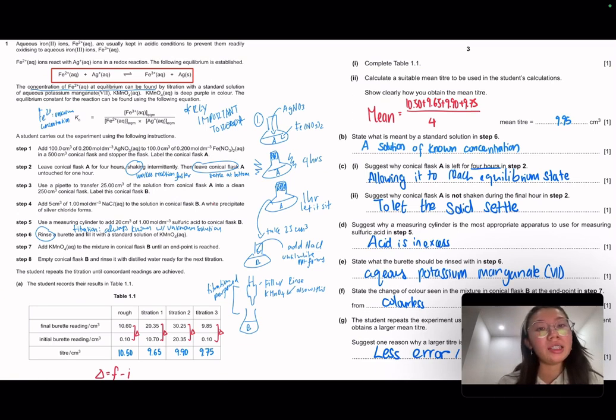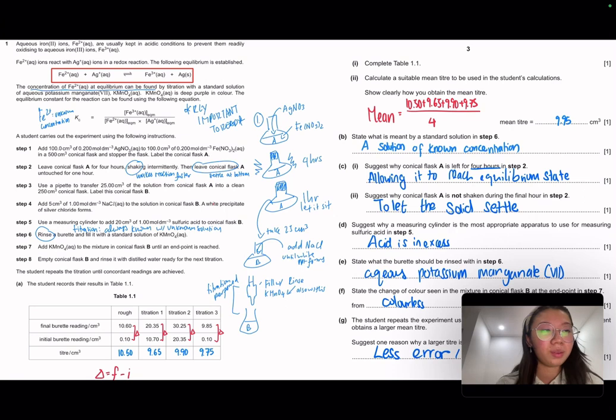Step 7. Add KMnO4 to the mixture in conical flask B until the endpoint is reached. So you are probably expecting a pale pink color. Yeah, from colorless to pale pink. And yeah, step 8. Empty conical flask B and rinse it with distilled water, ready for the next titration. Okay, the student repeats the titration until concordant readings are achieved. So consistent, concordant. Right. The student records their result in table 1.1.